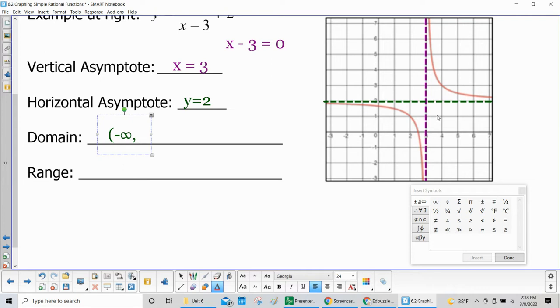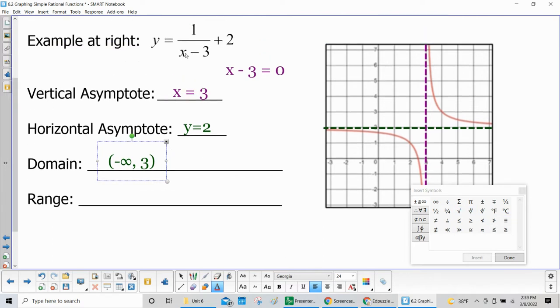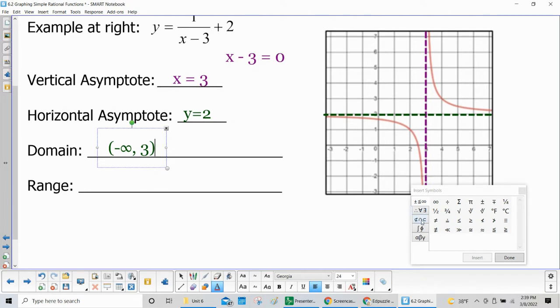So my asymptote is at 3. And I'm not going to close it in. I'm going to use a parenthesis, not a bracket, because I don't want this domain to include 3. Because if it was actually equal to 3, I'd have 3 minus 3, which would be 0, and then we'd have undefined. And we don't want that.